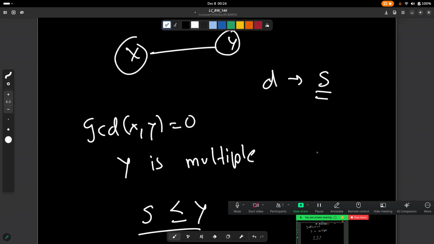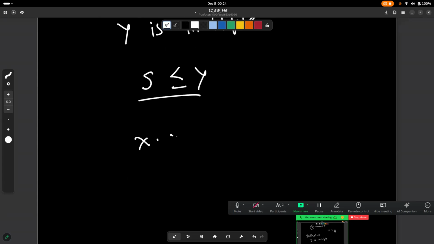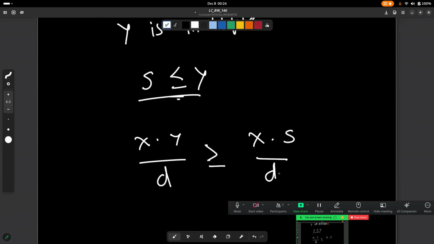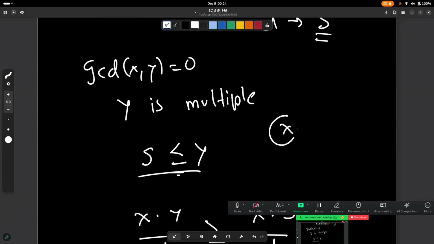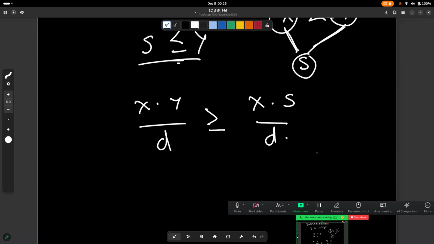What is the cost of this edge? The cost of this edge is X into Y divided by the GCD, that is D. What this inequality says is that it is greater than or equal to X into S divided by D. Basically, if you can connect X and Y, then you can definitely connect X with S, and by symmetry you can also connect Y with S. So you don't need to consider this edge, you just need to consider these edges.